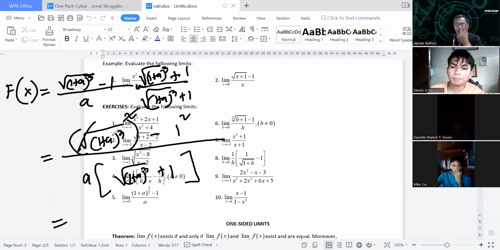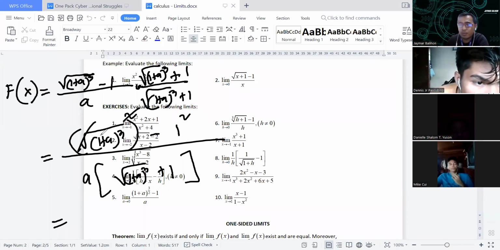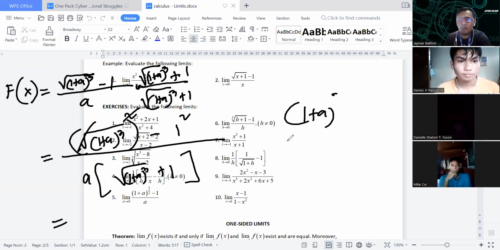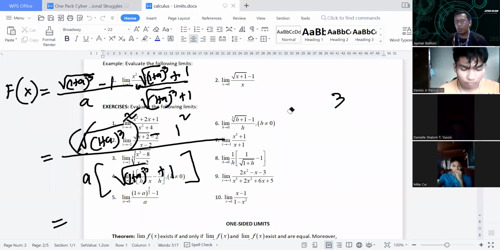What's the answer? Dennis, what is 1 plus A quantity cube? If you take the cube... What we are looking for, class, is the cube of 1 plus A. Anyone who can help me? What is the answer? You have studied binomial expansion in your pre-calculus. Do you remember binomial expansion?